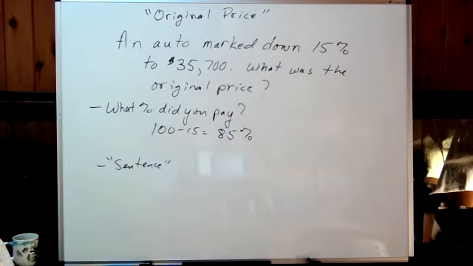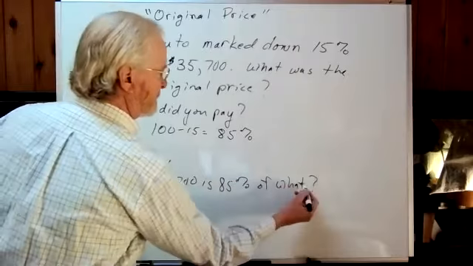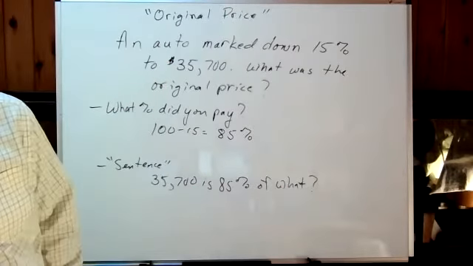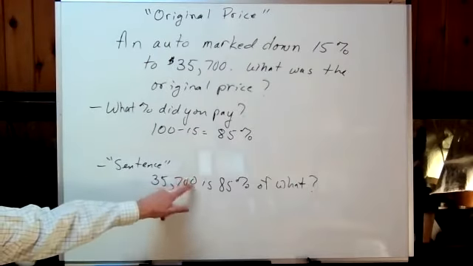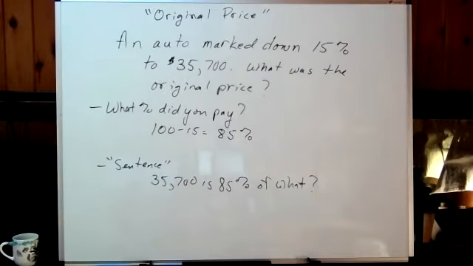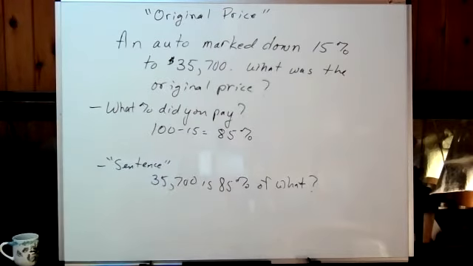Does that make sense? There's this combined sentence there. Getting low on the board. My penmanship gets worse than usual. So that sale price is 85% of the list price. Right?